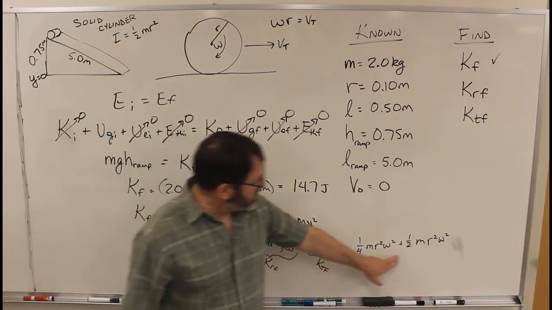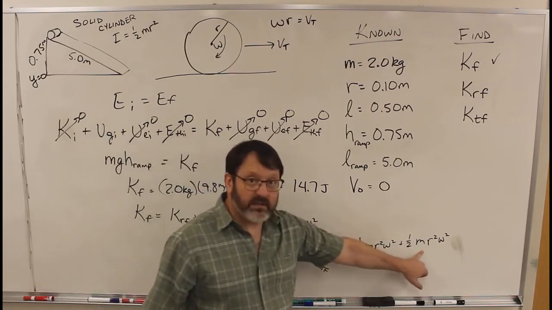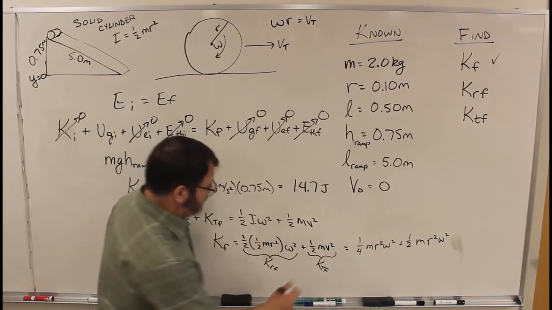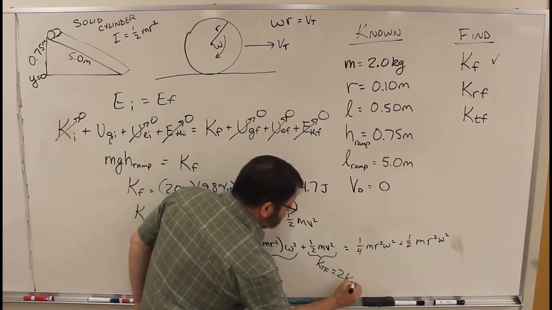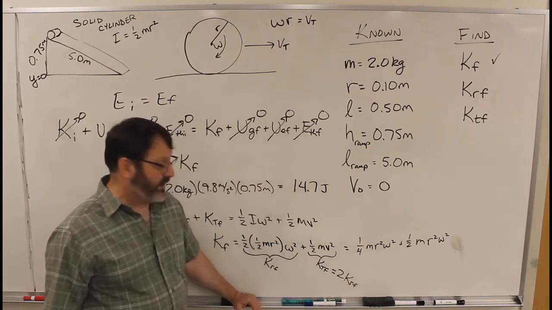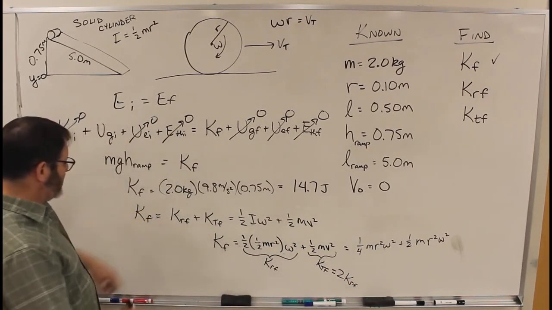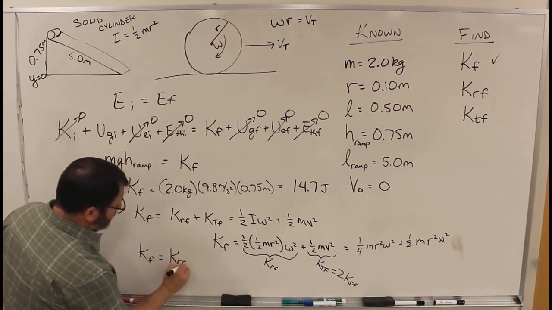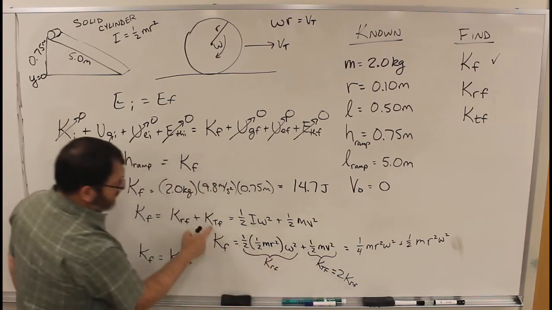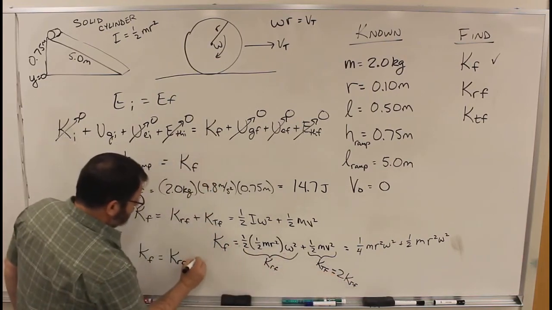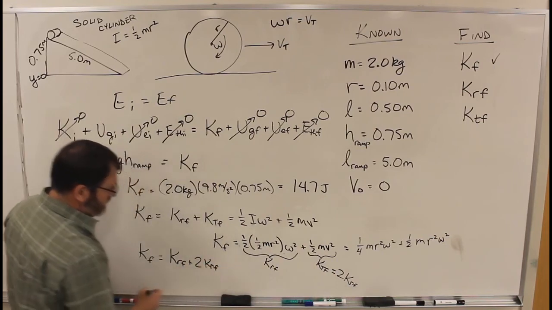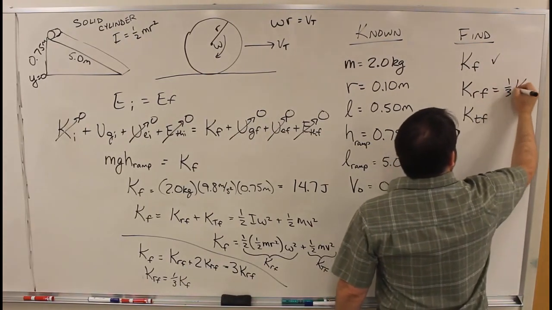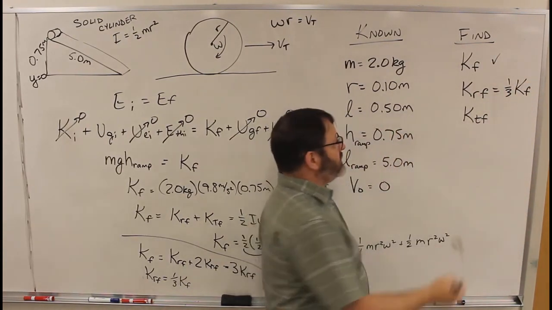Now that's interesting because now we can see that this one is twice as big as that one. So K translational final is actually 2 times KR final. So now we can come back here and say K final is KR final plus KT final, which is 2KR final. So 2KR final. So I can put that here, 1/3 K final is rotational, and that means the other 2/3 is translational.